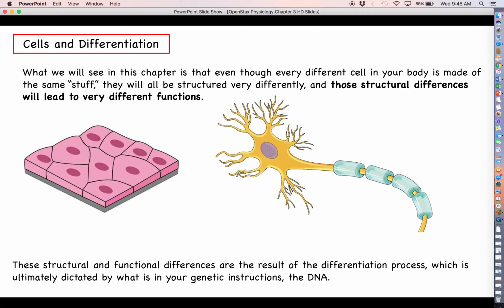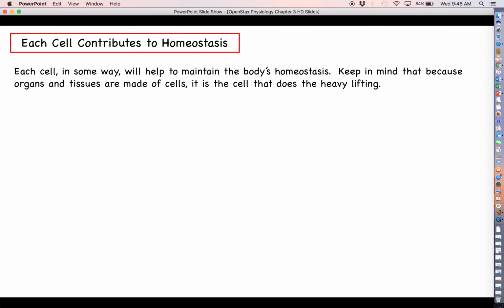And then, as you can imagine, based on what we've said, the reason these cells ultimately look and function differently is all the result of that differentiation process, which is a process that is laid out and acted upon as dictated by what is in your DNA, what is in the genetic instructions.